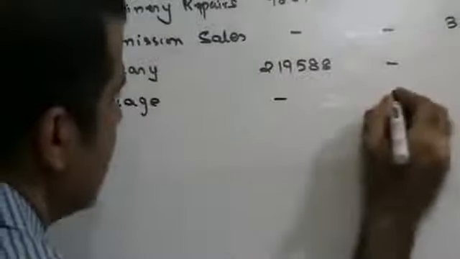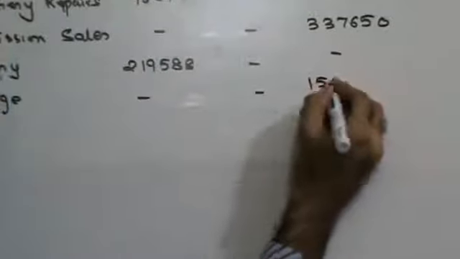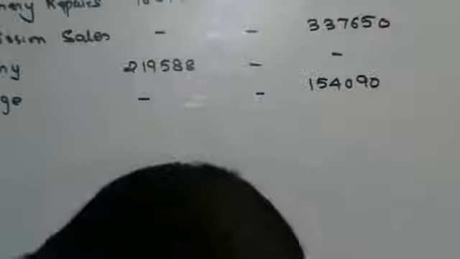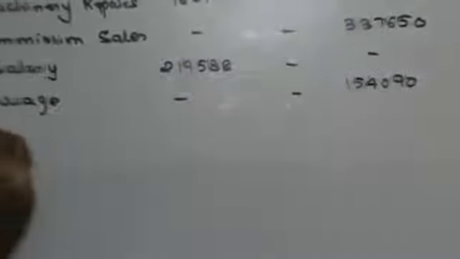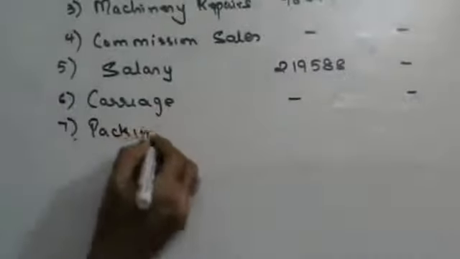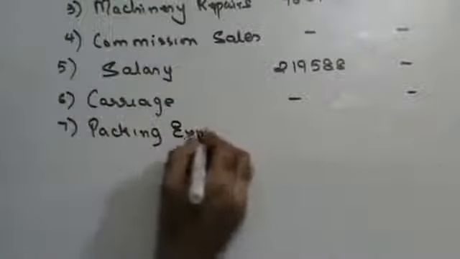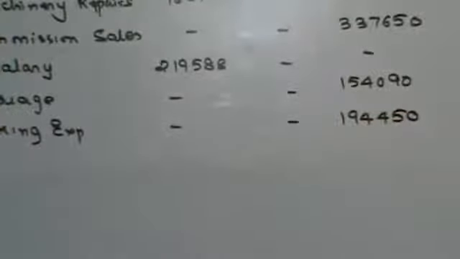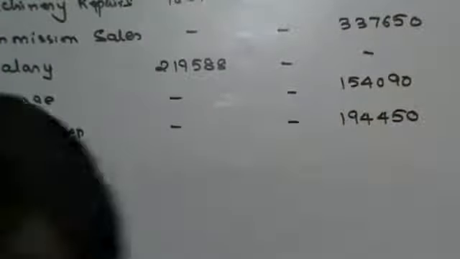Then you have carriage outward. Carriage outward is a sales expense. 1,54,090. Next, packing expenses. 1,94,450. Right, that's packing expense.